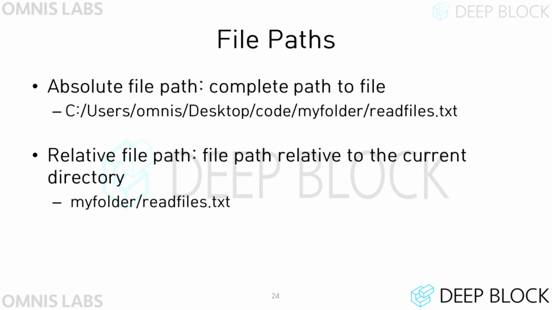Relative file path refers to the relative expression of the path to access the file from the folder where the current program is executed. For example, as shown in the slide, assume a folder called My Folder exists in the same folder as the Python program file, and the file called readfiles.txt exists in that folder. When the Python program opens readfiles.txt that exists in My Folder, you can access it by expressing the path as shown on the screen.